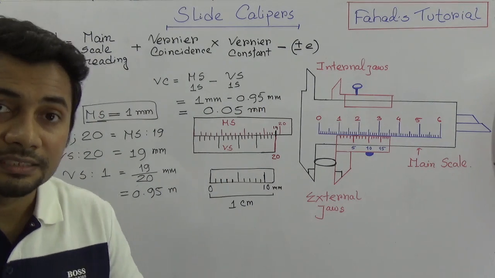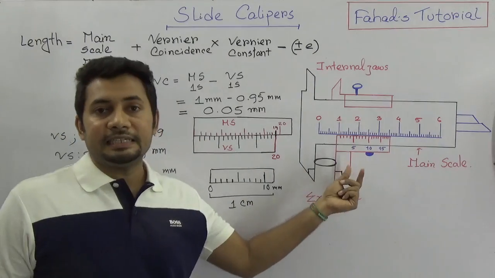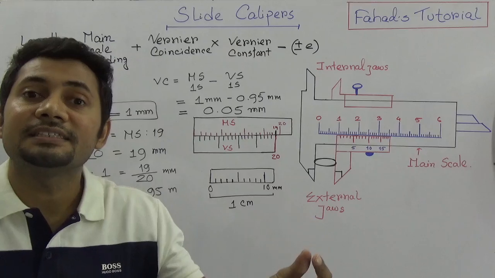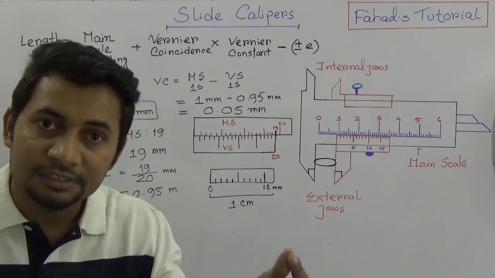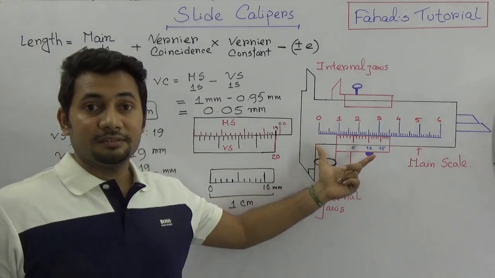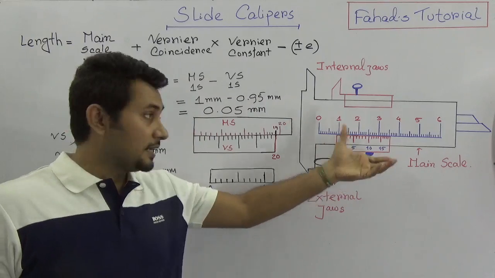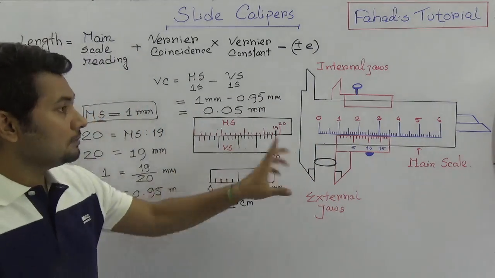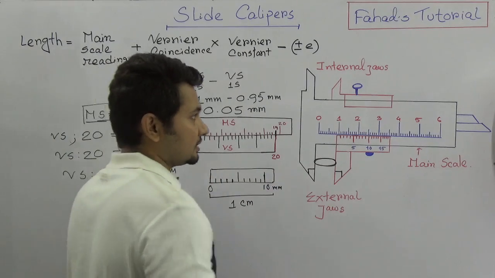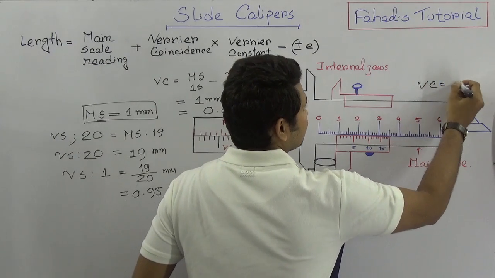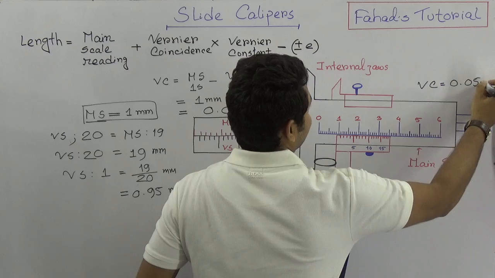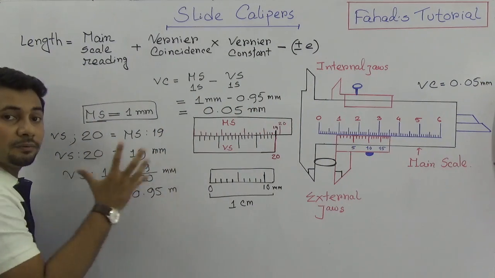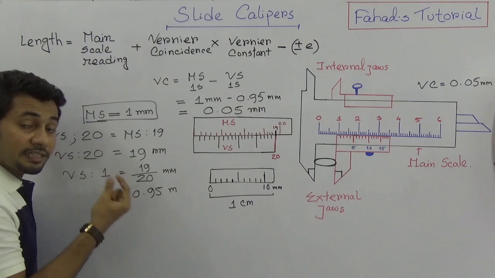So when we measure something with the slide calipers, we first need to fix what the Vernier constant of that instrument is. As it is a measuring instrument, it should be accurate. Usually the Vernier constant is 0.05 millimeter. Okay, so this is the way we actually find the Vernier constant.